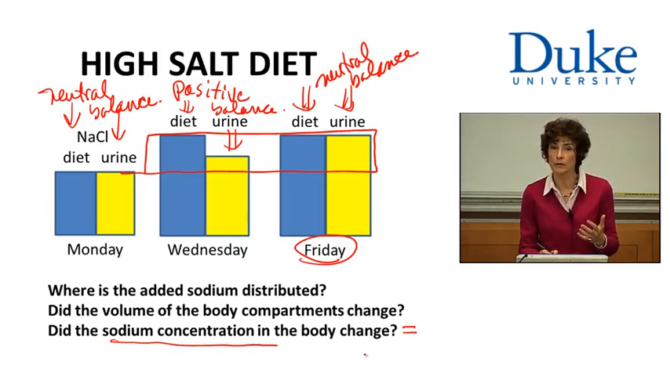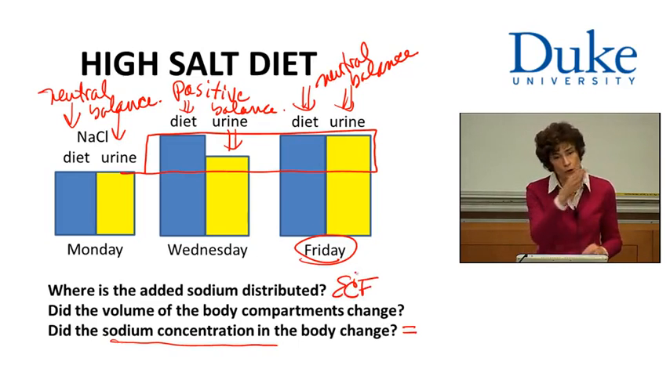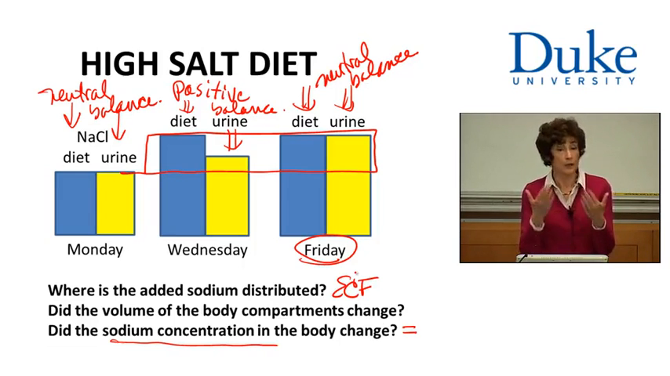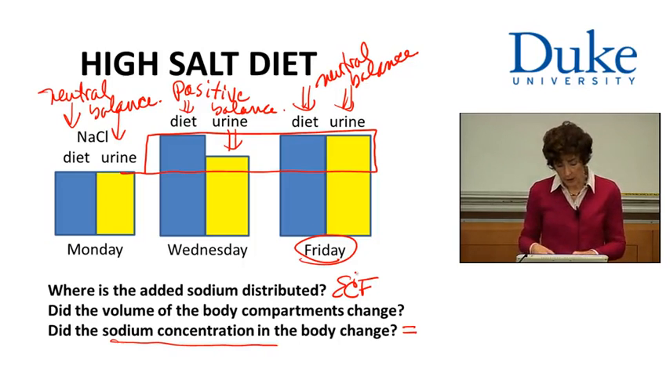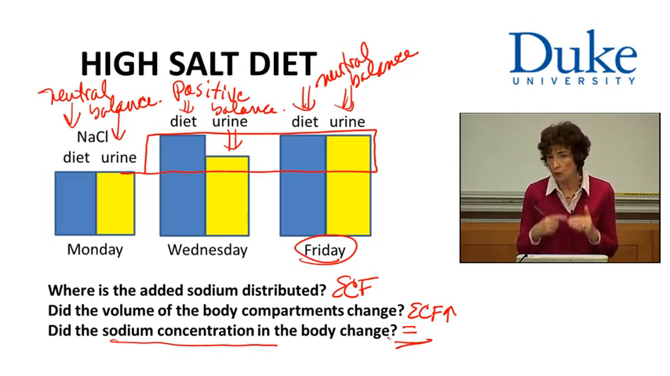And where did it go? Well, it went to the ECF. All of the sodium went into the ECF. It's not able to cross that plasma membrane, that hydrophobic barrier, and instead it's staying in the ECF. So where did the volume of water that you drank go? It also goes into the ECF, so that we can dilute the sodium concentration within the ECF. So all of the fluid volume is in the ECF. We have increased the sodium content in the ECF, and we've increased the water content in the ECF, but we've maintained the concentration of sodium in the ECF as constant.